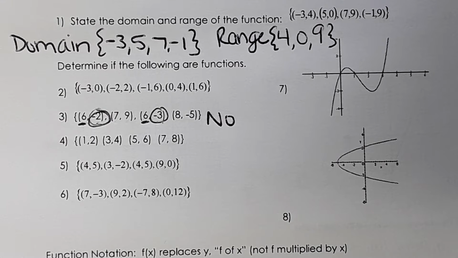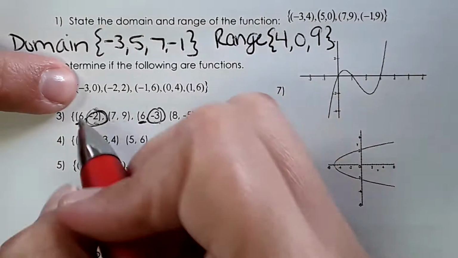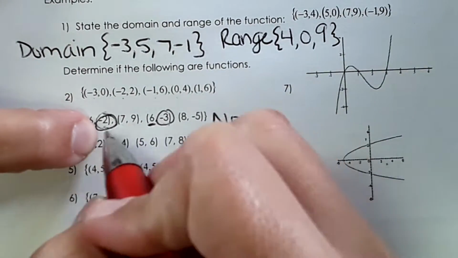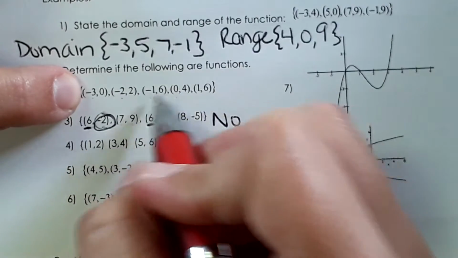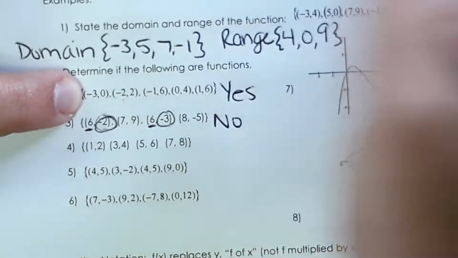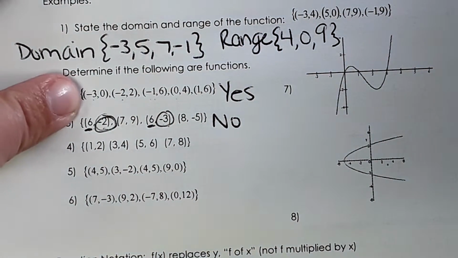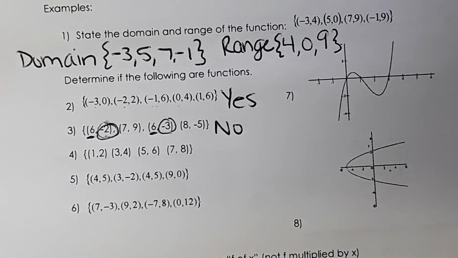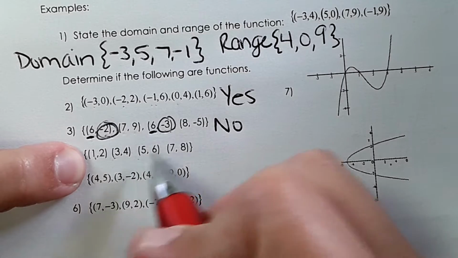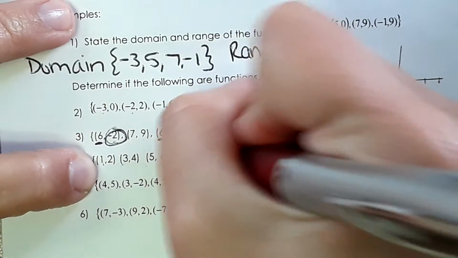And now looking at the other examples, I'm looking to see if there's a repeated x, because then I can identify whether I'm getting the same output. And here, the x's don't repeat. So yes, this is a function. And for number 4, again, looking to see if my x's repeat. They don't repeat at all, so yes, it is a function.